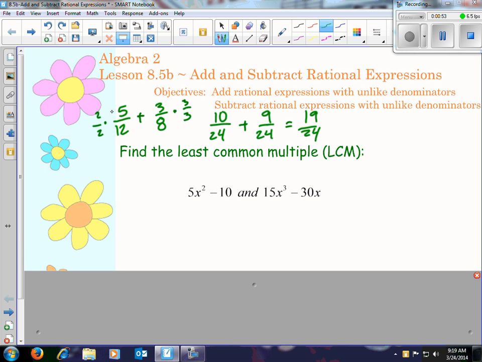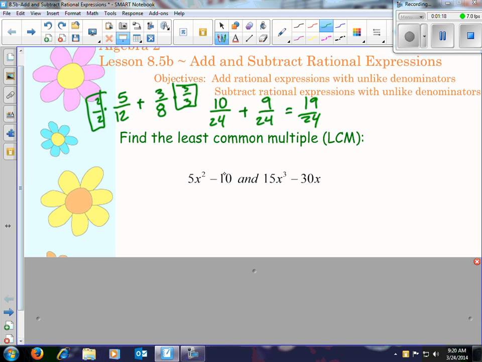What I want you to remember is this piece. Remember that you have to multiply by something on top and bottom to get your denominator, because it has to be equivalent. 5 over 12 is the same as 10 over 24. If I didn't change my 5, then I would have 5 over 24, which is not the same as 5 over 12. So to start out, we're going to find the least common multiple.